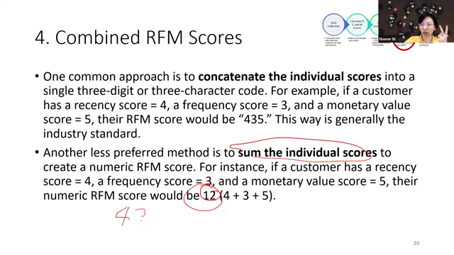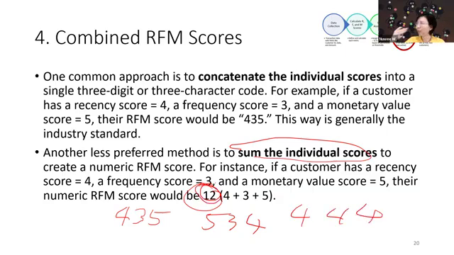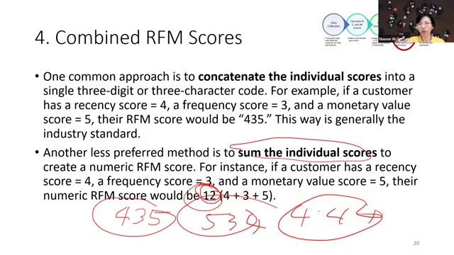It can be 3 4 3, 5 3 4, or even 4 4 4, right? So if you just sum into one score, the problem is these three customers you may want to target differently, but you lose that granularity when you combine them into a single score, right?